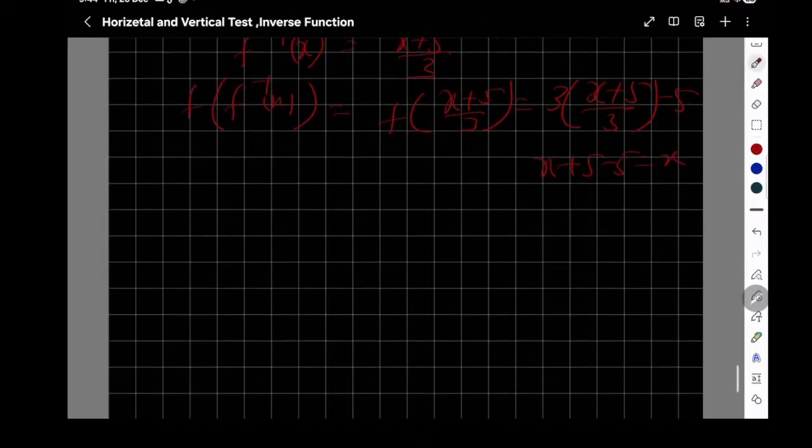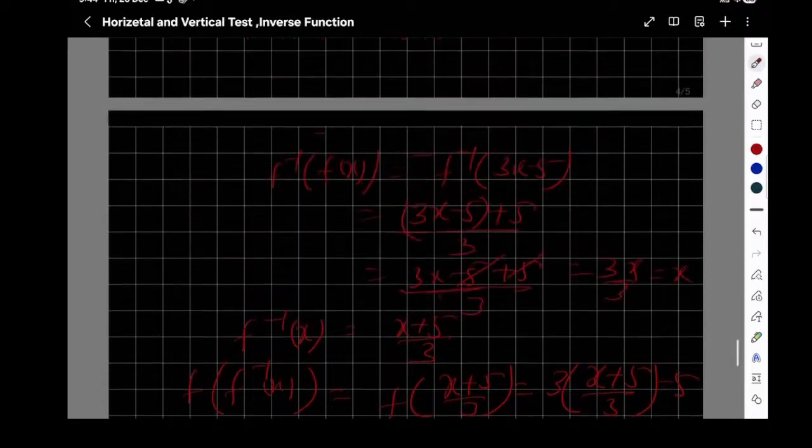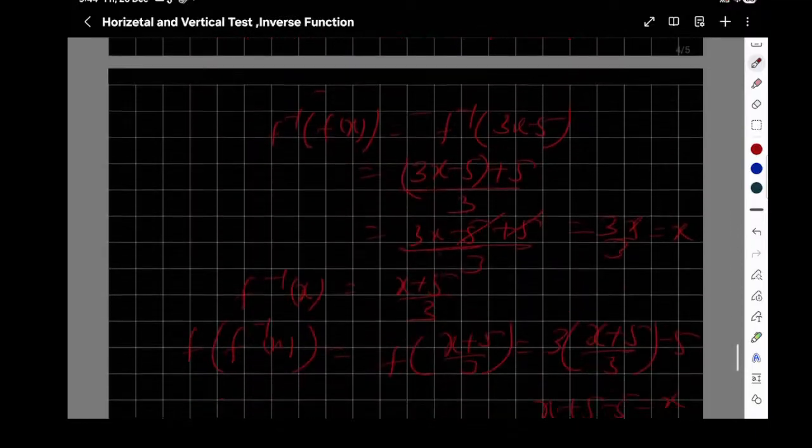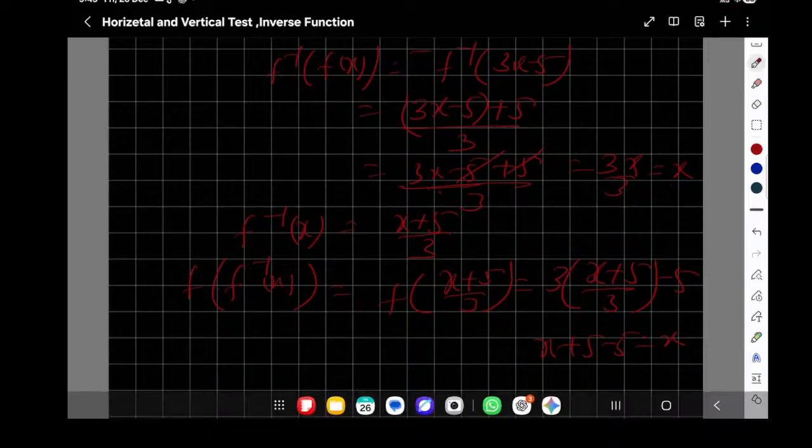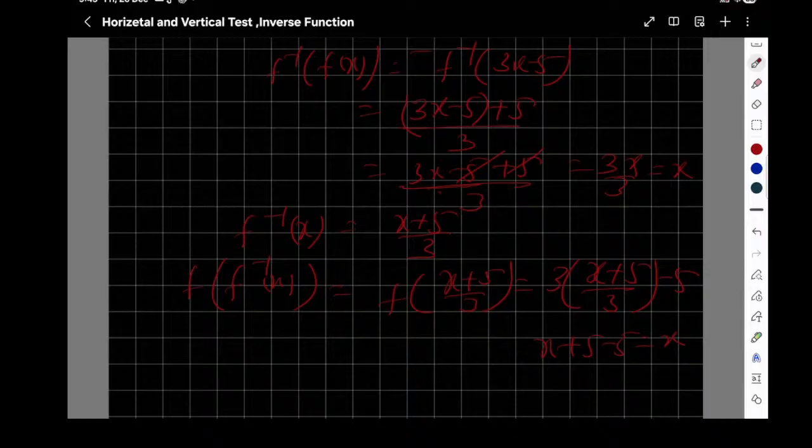So there is a reason we draw the graph here; the graph is also important. This is the example for finding the inverse function and whether it exists or not. Did you understand the concept of the horizontal and vertical line tests and the inverse function? In the next class we will discuss some more examples. Thank you so much.